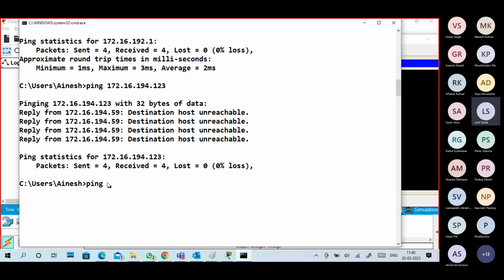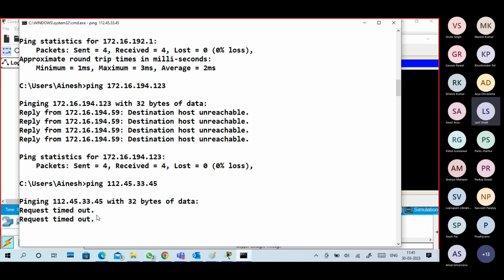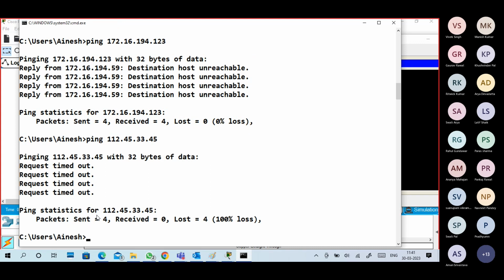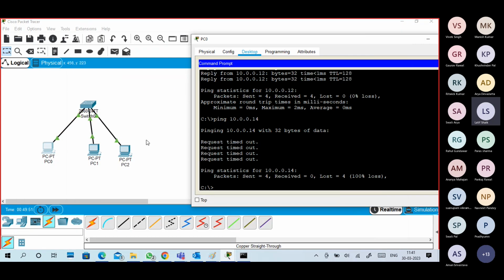Another one, for example: I am trying, and first I am getting a request timed out. I am pinging to some system and getting request timed out. Its meaning is the IP address may be wrong, maybe this device is disconnected, or maybe the packet is not forwarding. The worst possibility is if you got request timed out, the firewall is blocking your request.